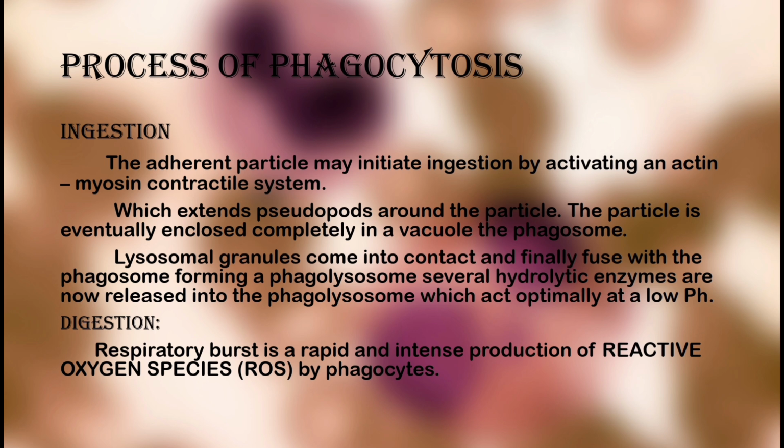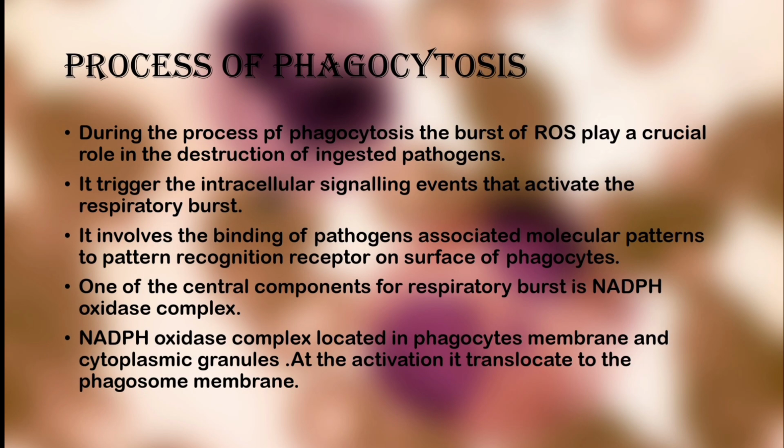Digestion. The respiratory burst is a rapid and intensive production of reactive oxygen species by phagocytes. During the process of phagocytosis, the burst of ROS plays a crucial role in the destruction of ingested pathogens. It triggers the intracellular signaling events that activate the respiratory burst. It involves the binding of pathogen associated molecular patterns to pattern recognition receptors on the surface of phagocytes.